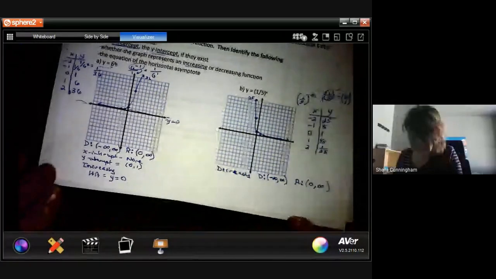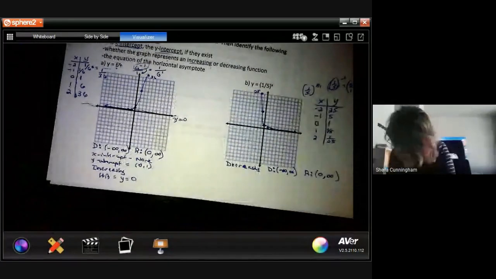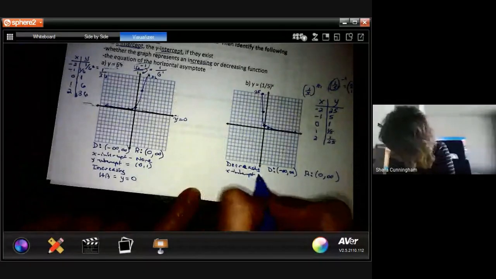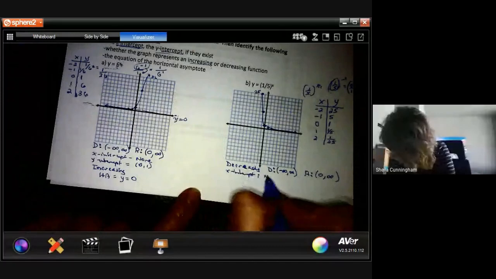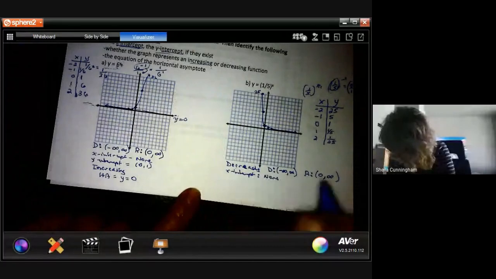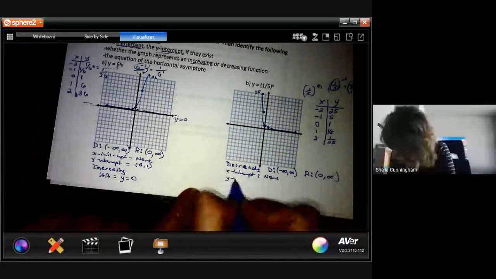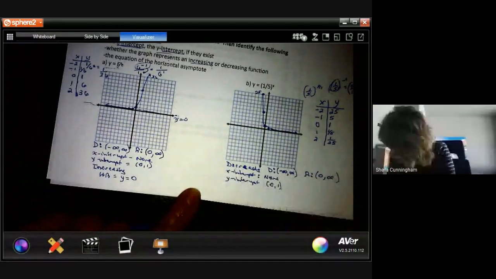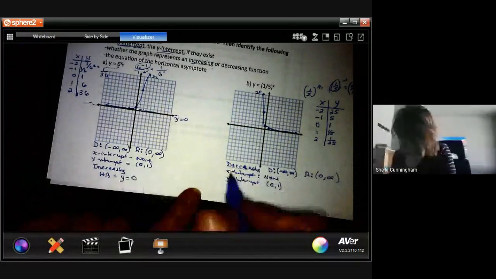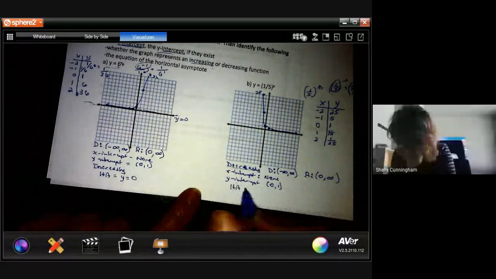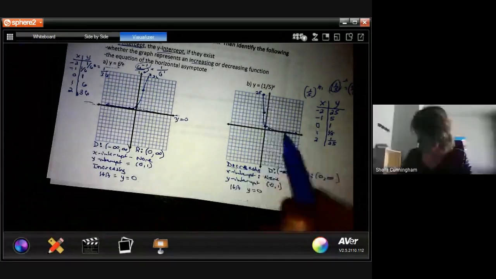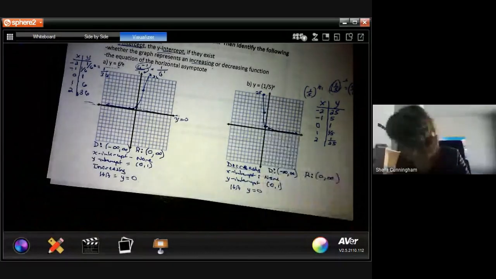X-intercept, don't cross anywhere, so you have no x-intercept, and your y-intercept, 1. Yeah, is that 0, 1 again. We know it's decreasing, and our horizontal asymptote is still that y equals 0, right? Because it's approaching that x-axis, getting really close, but it doesn't actually cross it.